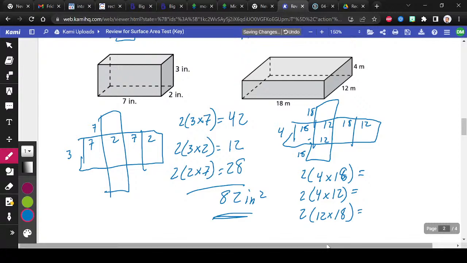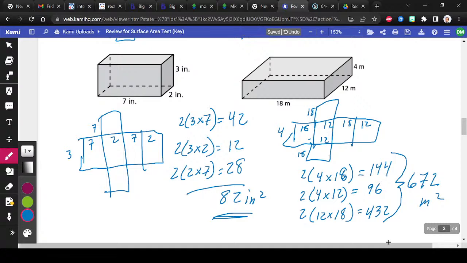So here we go, 2 times 4 times 18 is 144. 2 times 4 times 12 is 96. And 2 times 12 times 18 is 432. Adding all of these up, 144 plus 96 plus 432, I get 672 meters squared.